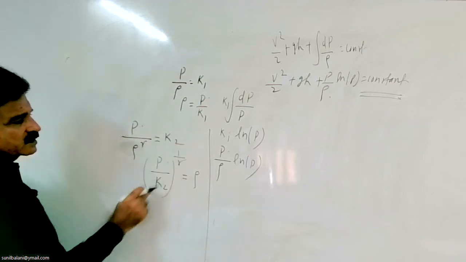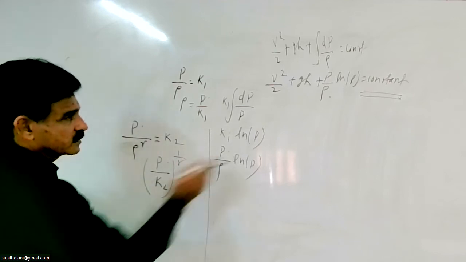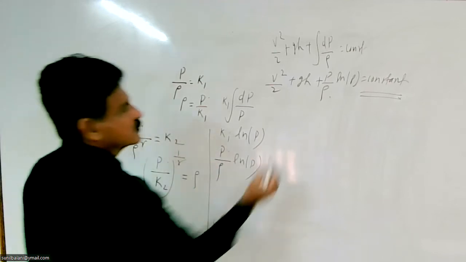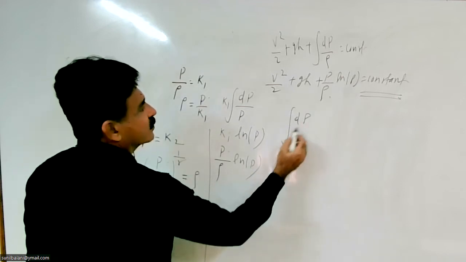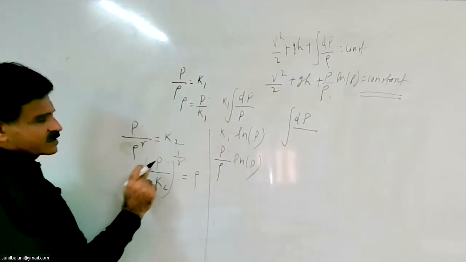I have taken this here, this I have taken down. Now I will use this in this particular equation. So I will get what? You will get integral dp. Rho can be replaced from here.